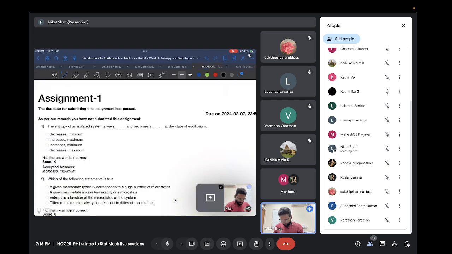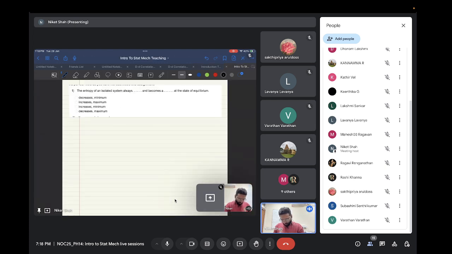Okay, so this is your first question. The entropy of an isolated system always dash and becomes a dash at the state of equilibrium. So, what do you think is the answer for this? Someone will have to give me an answer. This is a very simple multiple choice question. It does not require solving. This is just conceptual.